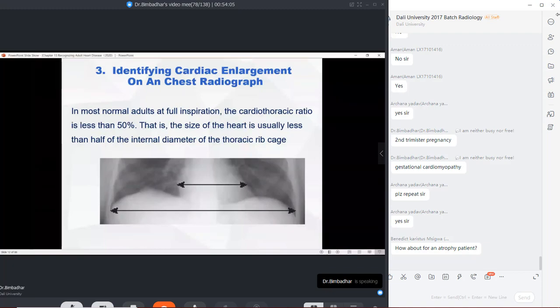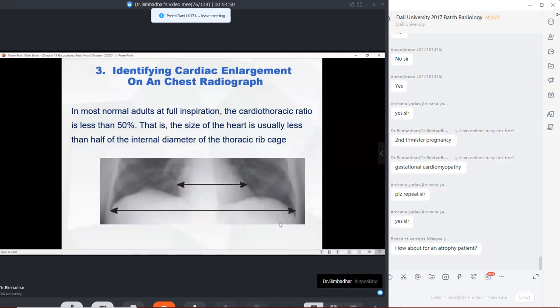Okay, so we have to make sure of two conditions. One is that the film is taken at full inspiration, and the other is that it is taken in the PA view. And only under those two conditions, if the diameter of the heart is greater than 50% compared to the diameter of the internal thoracic cage, it is called cardiac enlargement. If it is greater than 50%, we call it cardiac enlargement. If it is less than 50%, we call it normal. Okay, do not forget this.